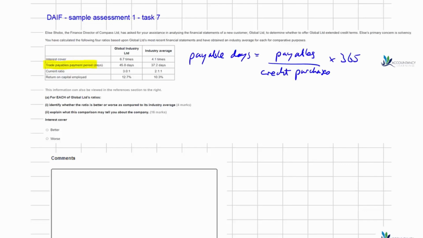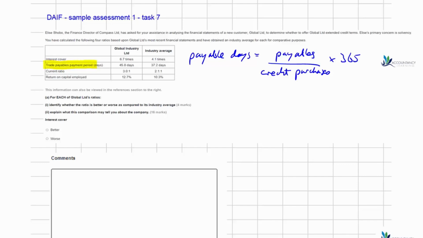So payable days is the value of payables, and we divide by our credit purchases. Now note, in your assessment they may not give you the credit purchases figure, so often we will substitute cost of sales instead of credit purchases. But the correct formula is to divide by credit purchases, and then we multiply by 365 days.